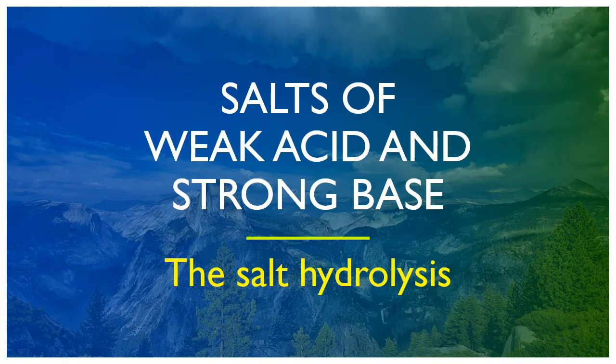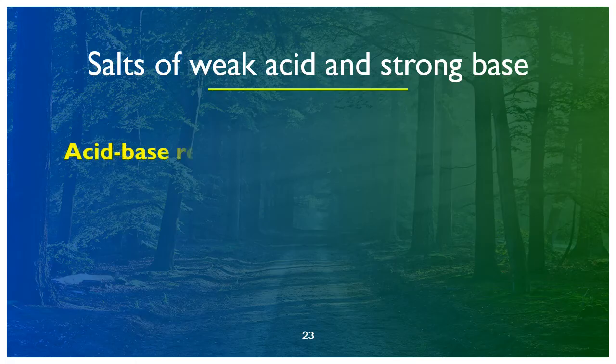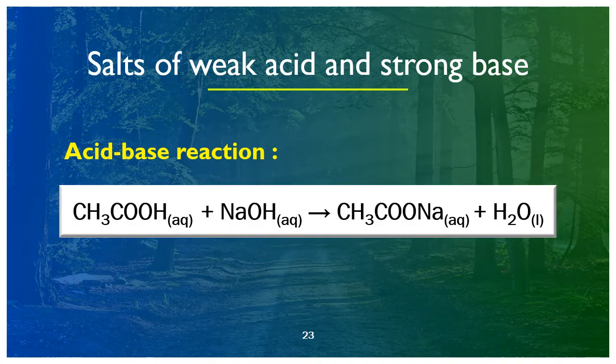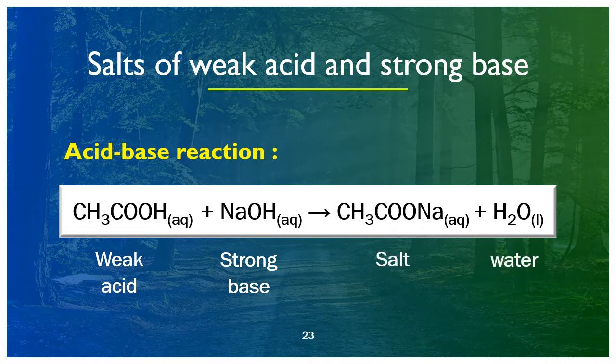Let's discuss the salt of a weak acid and a strong base. This is an example of the reaction between a weak acid and a strong base. When a weak acid, ethanoic acid, reacts with a strong base, sodium hydroxide, it will produce the salt sodium ethanoate with water.